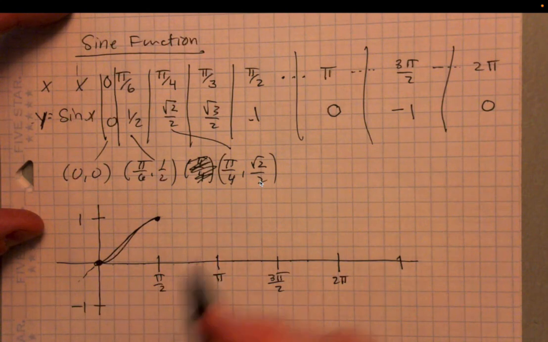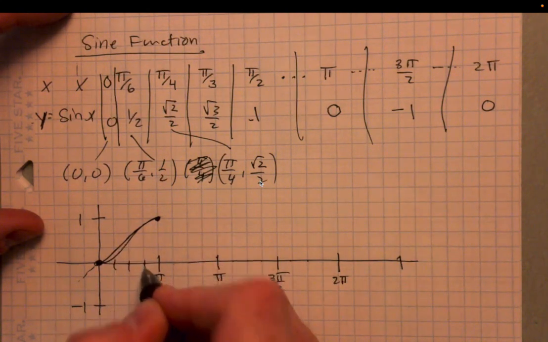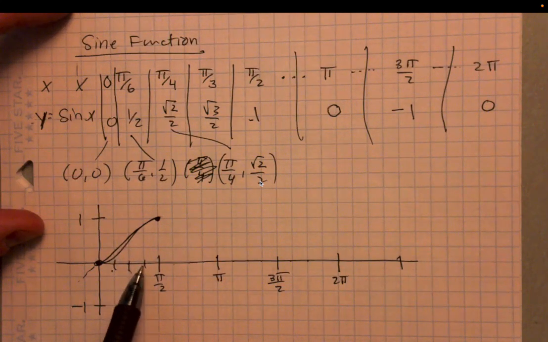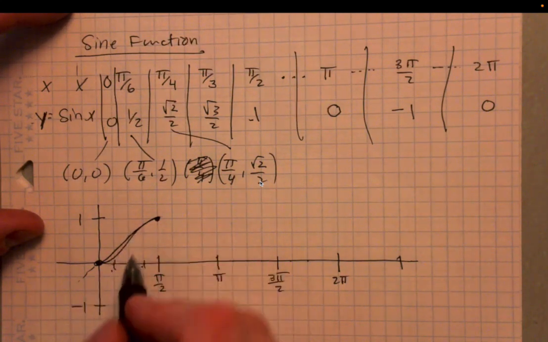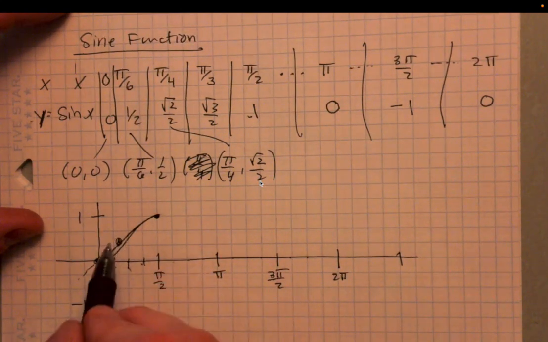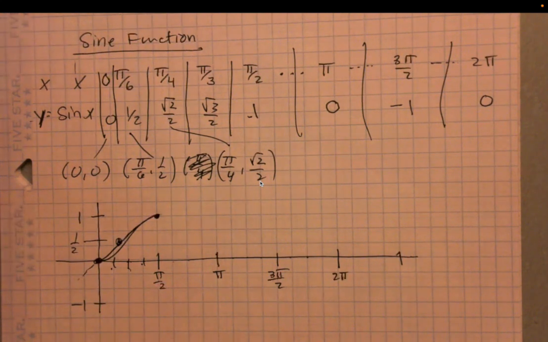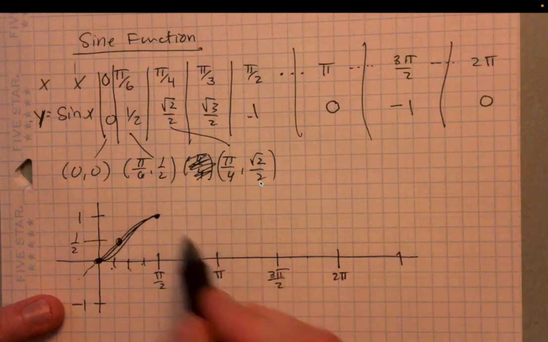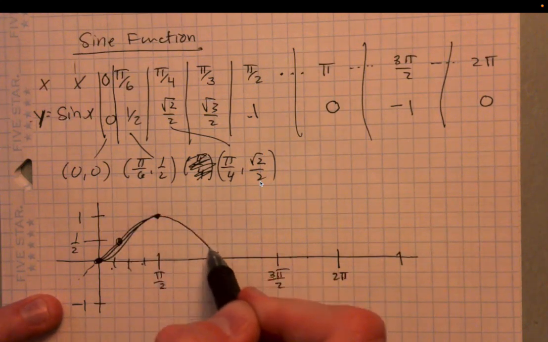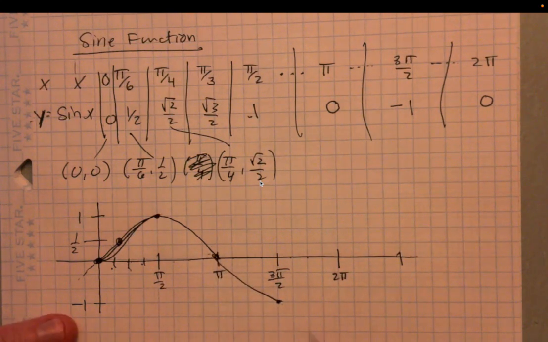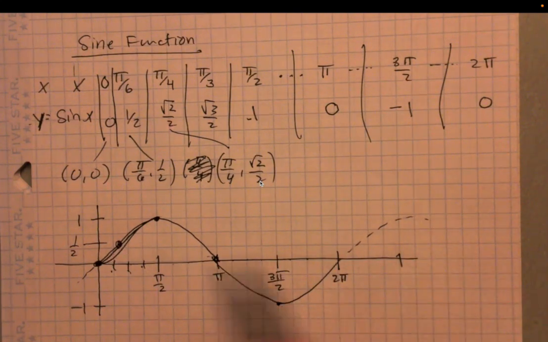Right, and so this point, this point, this point would be your pi over 6, your pi over 4, your pi over 3. You can see pi over 6 is roughly here, and that's supposed to correspond to 1/2, roughly. So it comes up like this, and then it's going to come back down and cut through 0, and then go down to -1, and then come back up to 0. And of course it keeps going like this, right? It just keeps doing this.